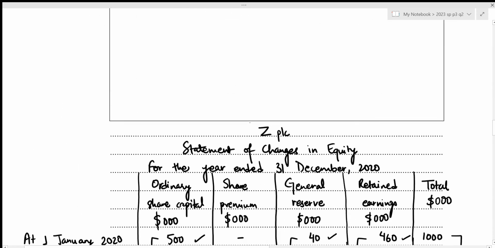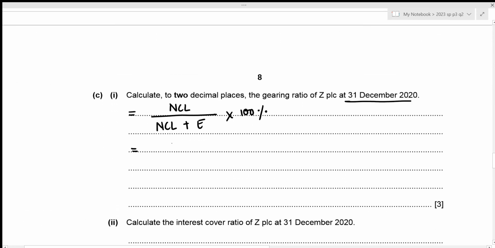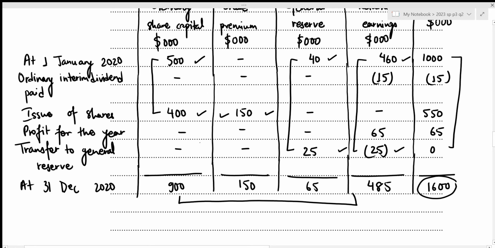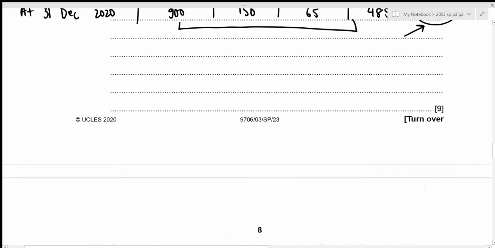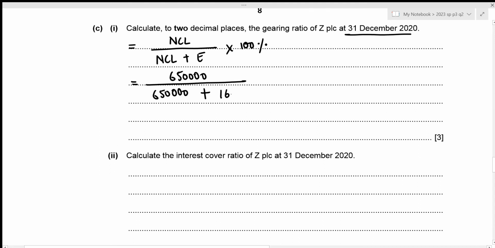Okay, let's write this amount down. That's 650,000 divided by 650,000 plus the total equity. We just figured out our statement of changes in equity, and the total is 1600. So that's 1,600,000. Let's write it down. This means that the gearing ratio is just going to be 650,000 divided by 650,000 plus 1,600,000 times 100%, which results in 28.89.